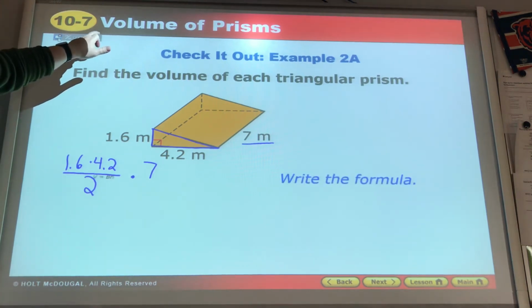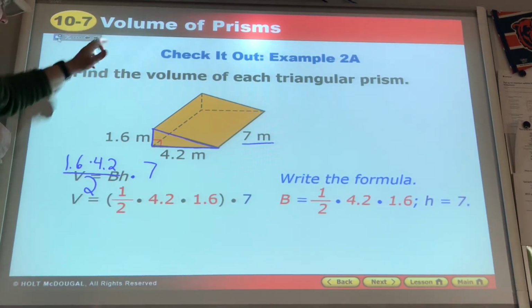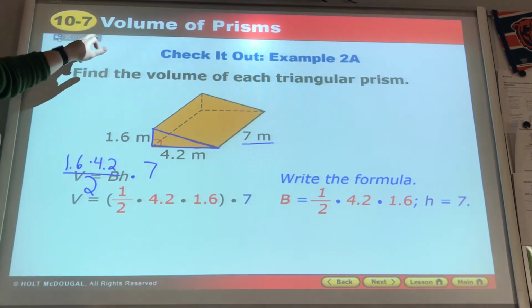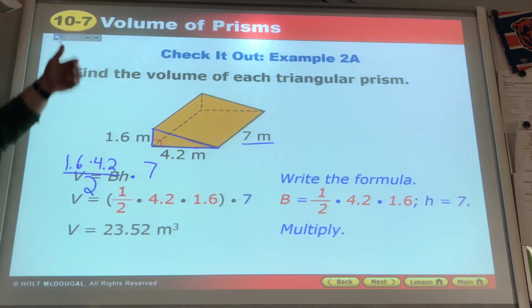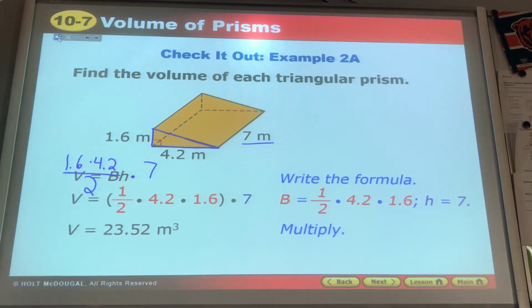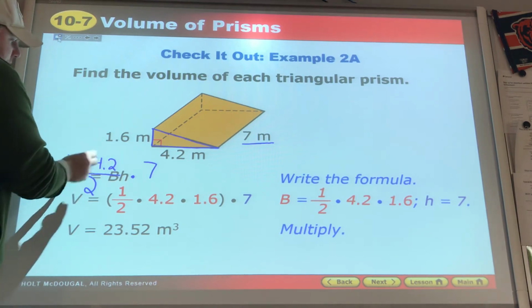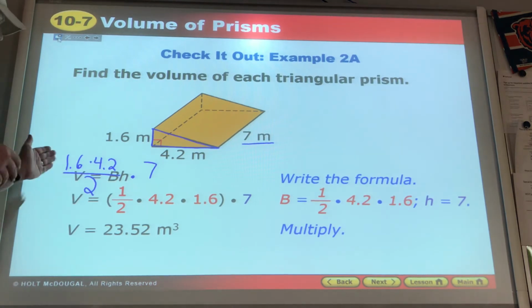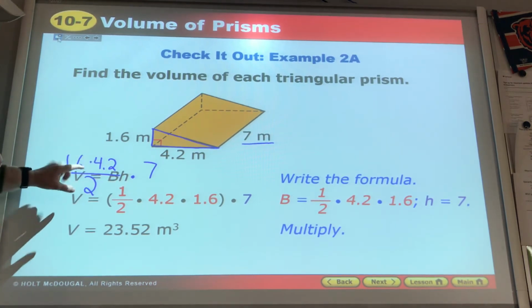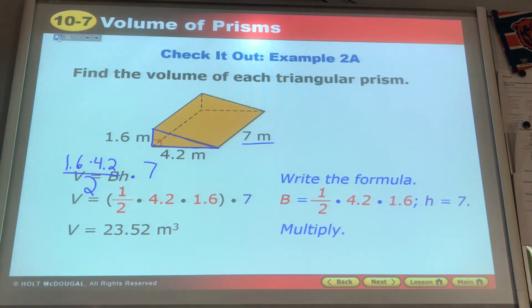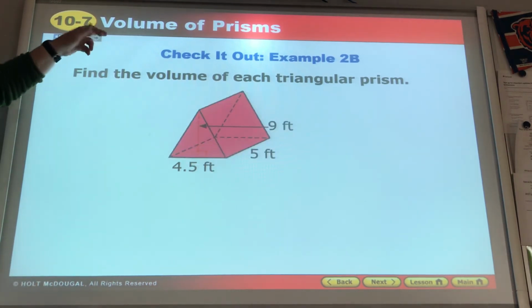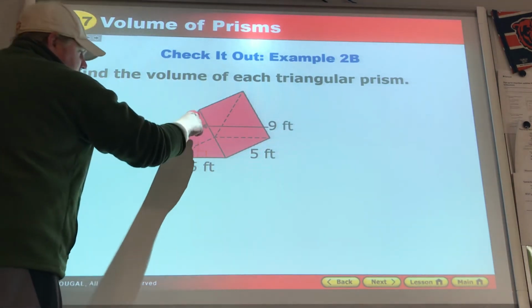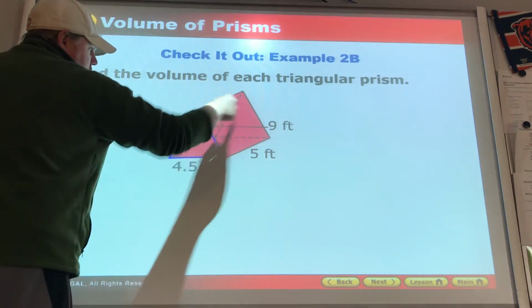All right. There it is. They put the same thing we put when they do their multiplication. 23.52. Now you can multiply 1.6 times 4.2 times 7, then divide it all by 2. Or you can do 1.6 times 4.2, divide that by 2, and then multiply that by 7. Either way, you'll come out with the same answer. Again, hopefully you're identifying the bases, because they have two that are congruent.